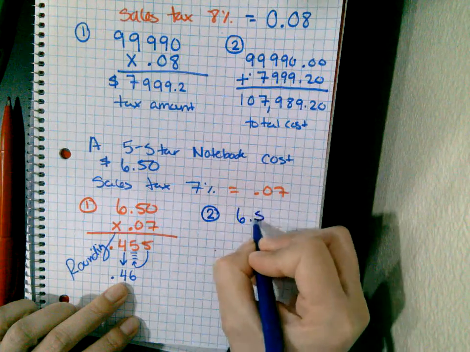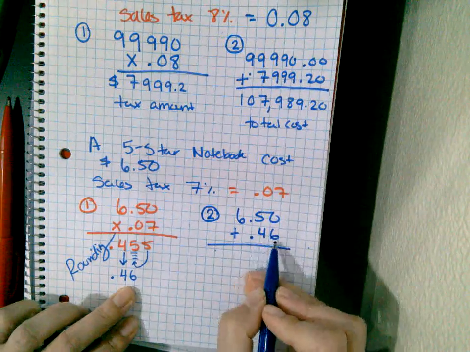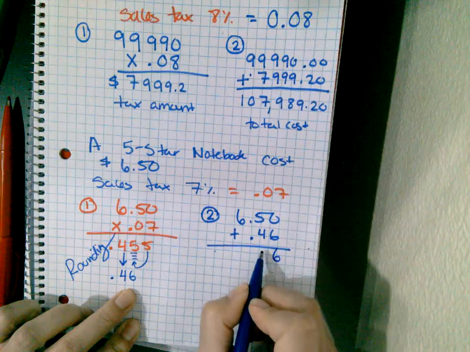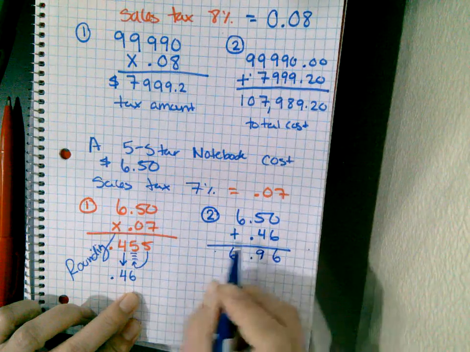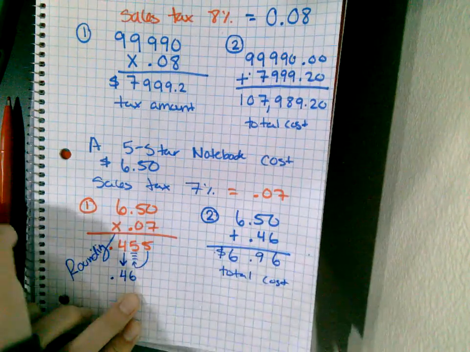Step number 2. This is why it's super important that you line up your decimals. Plus 0.46, we're just adding 46 cents. Lining up the decimals, we get 6.96. So my total cost is $6.96.